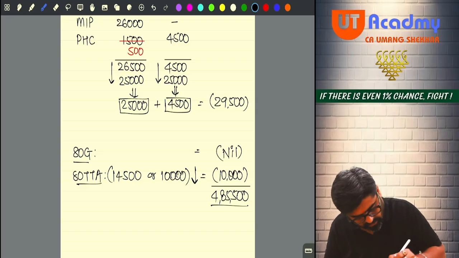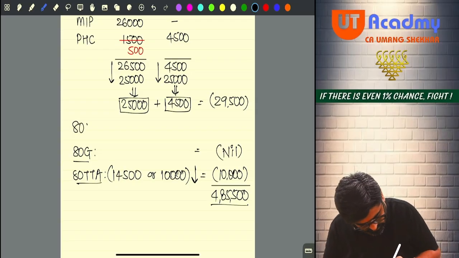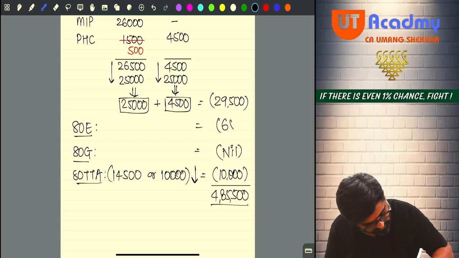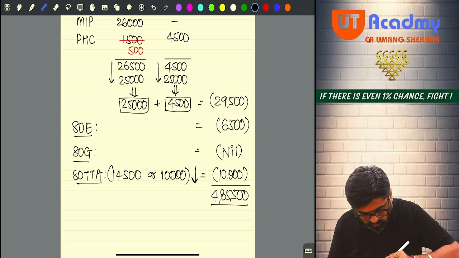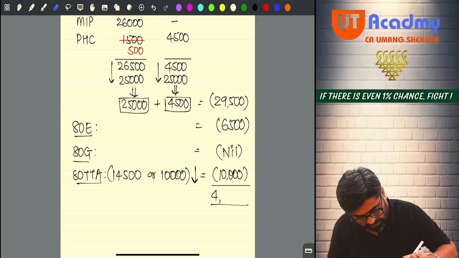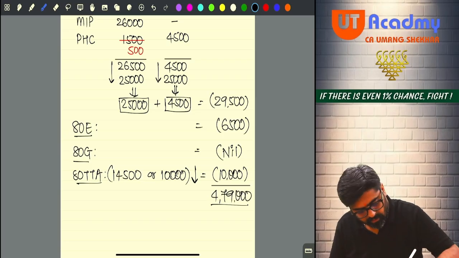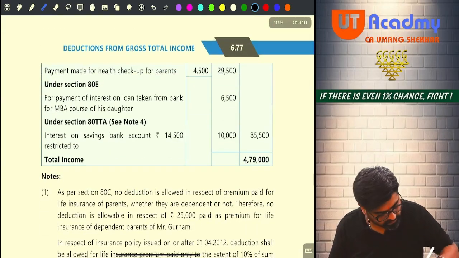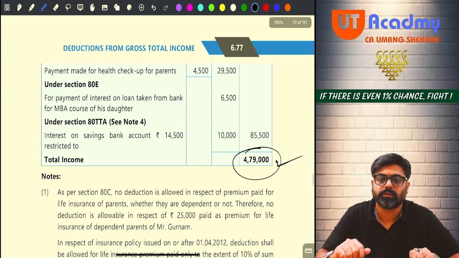80E is there, no? 80E. That entire 6,500 can be taken as deduction. So this will be 4,79,000. Done. Now 4,79,000. See. Done, sir.